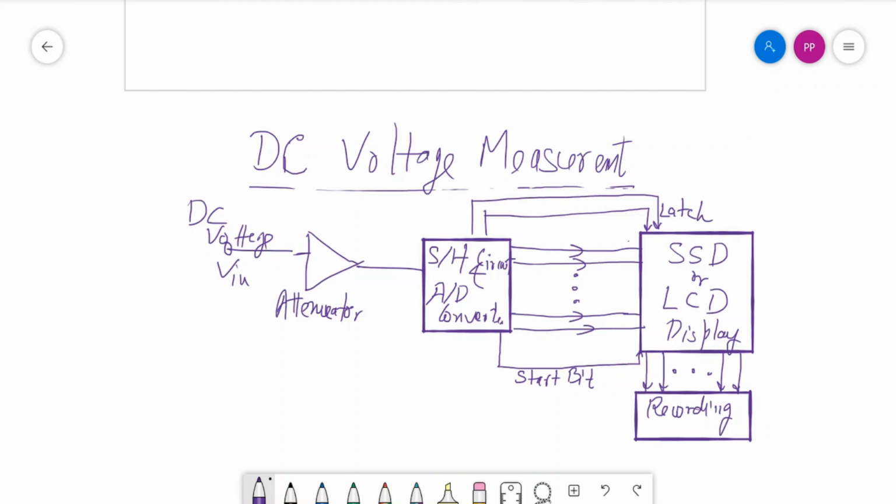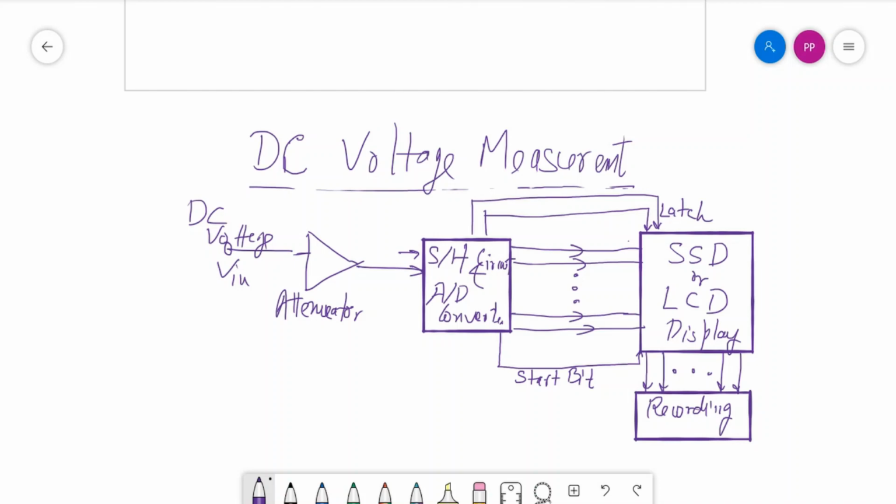First of all, the DC voltage input which comes in is attenuated because the input of the sample and hold circuit can have an input saturation level, because of which the DC voltage has to be attenuated. So the scaling will be done according to the input saturation level of the SNH and A to D converter, as well as the ripples are filtered out.